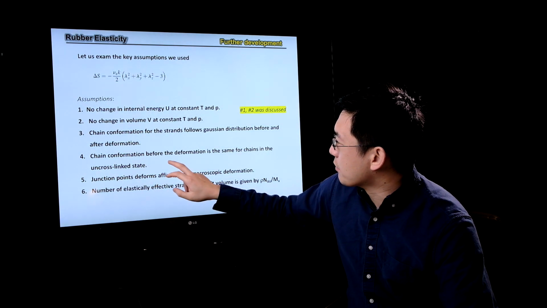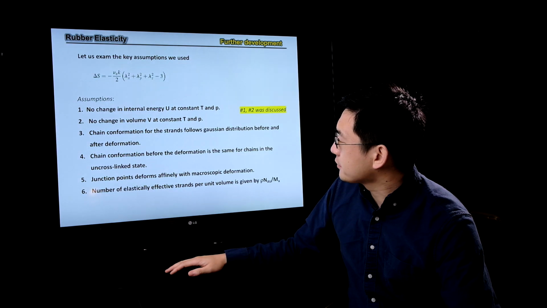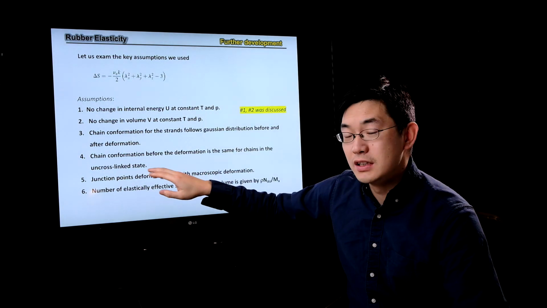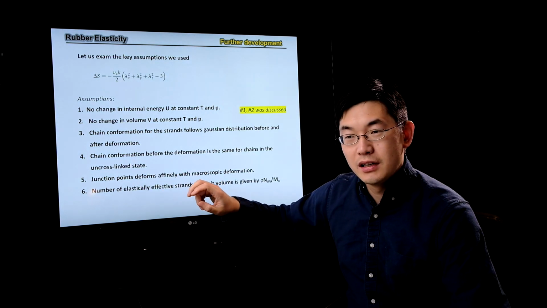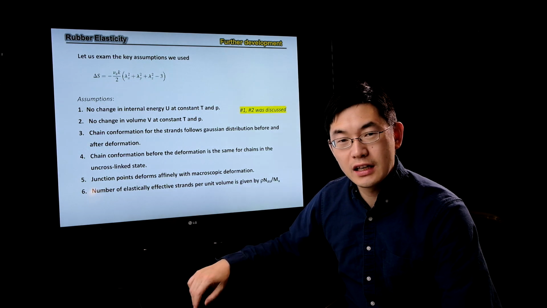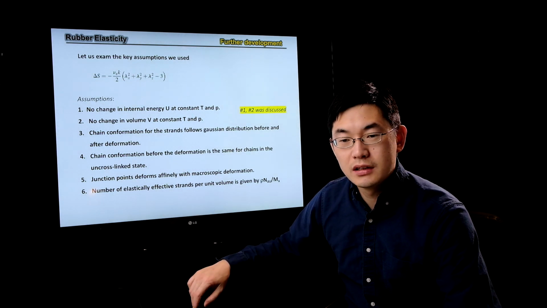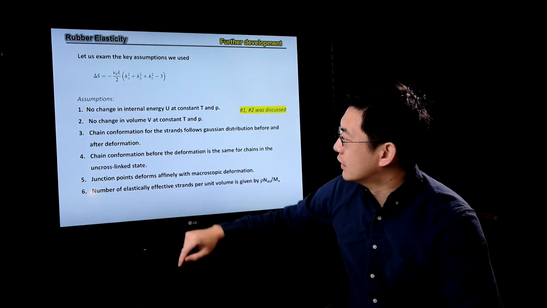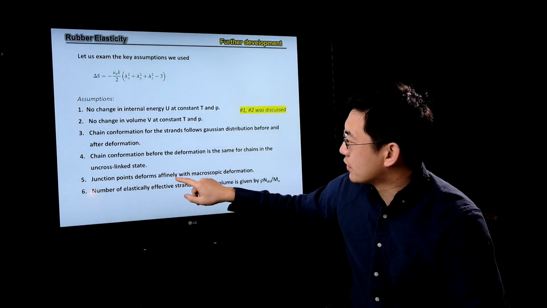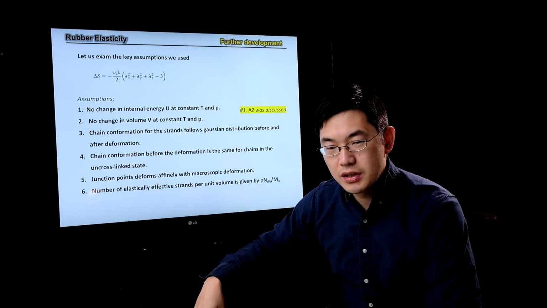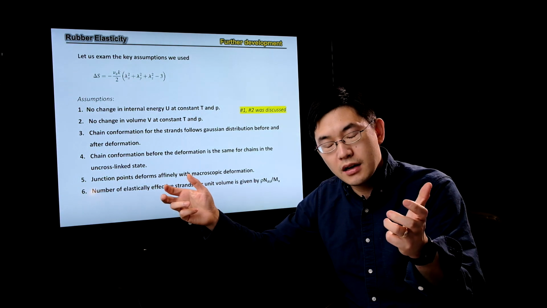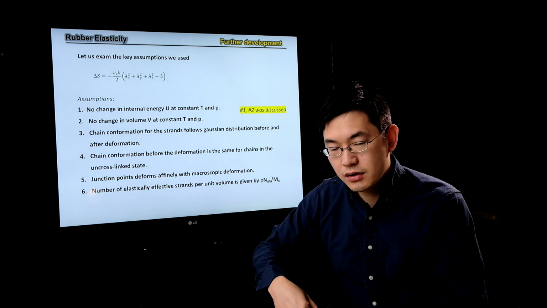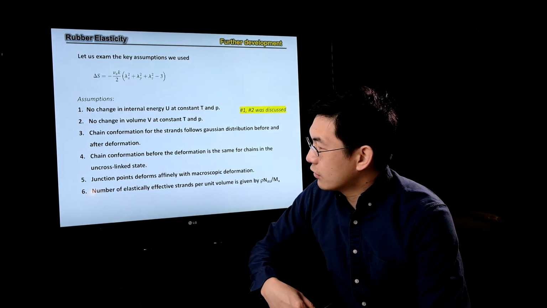This is going to be related to another theory, how we can address the conformation change before and after. This is also important because if the crosslink influences the morphology, then it will impact our theory. But most of the time, it's not a big effect, not as big as assumption 3. Okay. And junction points are affine to the macroscopic deformation. As we talked about, when we stretch a rubber material, your crosslink points will deform in agreement with the macroscopic deformation. This is not always true.